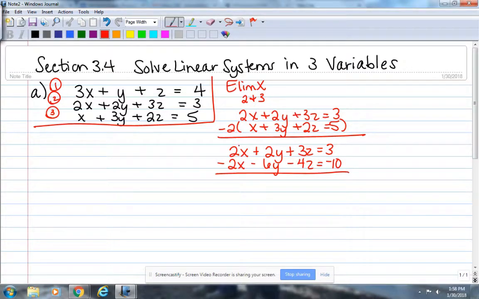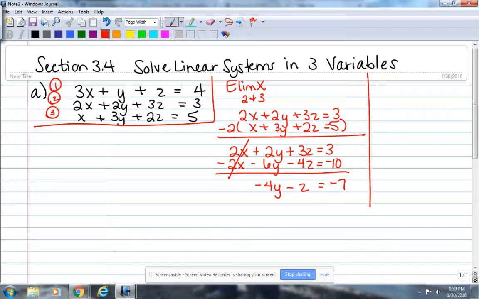It's not going to be as simple as it was last section. We're still going to have 2 variables here, and that's what you're supposed to have. We're eliminating 1 variable, and we'll still have 2 variables. This time, since we're eliminating x, we'll still have the y and the z. So 2y minus 6y is negative 4y. Positive 3z minus 4z is negative 1z. Equals 3 minus 10, which is negative 7. Then we're going to leave that one alone for just a second.